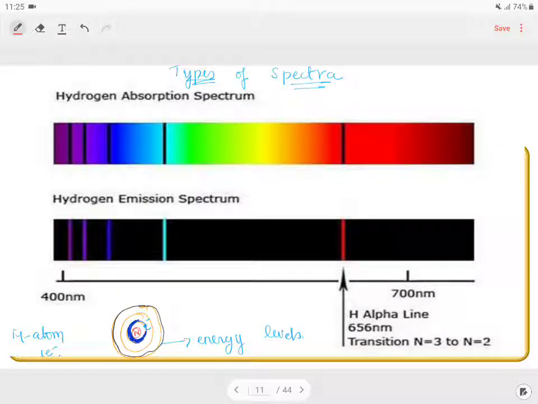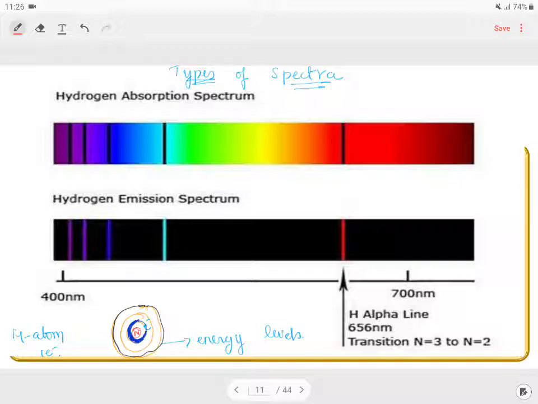Dear students, now let us learn about types of spectra. There are two types of spectrum, that is absorption spectrum and emission spectrum. Now let us understand how you get emission and absorption spectrum and what the differences between them are. Before we step into emission or absorption spectrum, first of all let us understand how we get a spectrum basically.